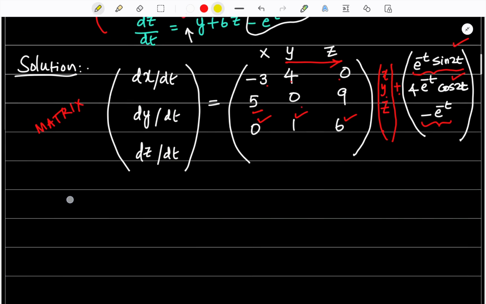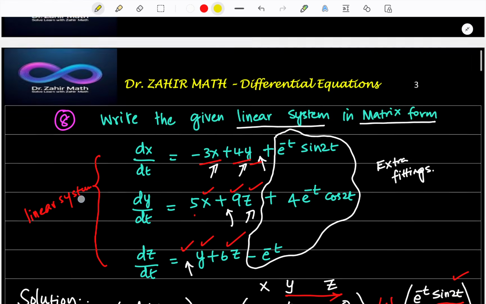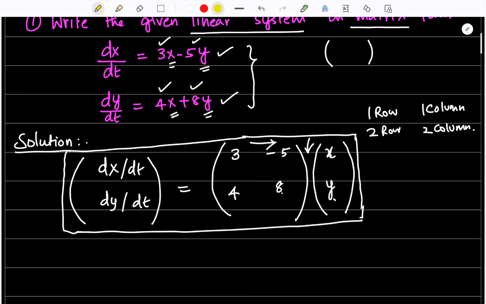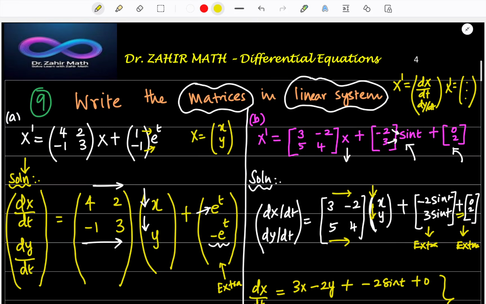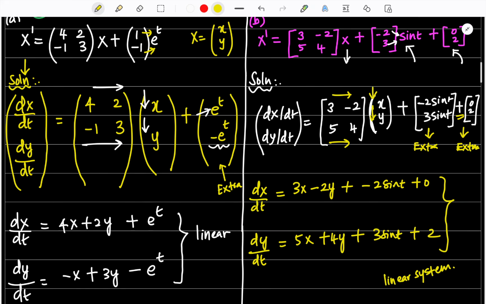Let me go back here. In the first question, I converted linear system to matrix. But now I converted matrix to linear system. Clear, everybody?